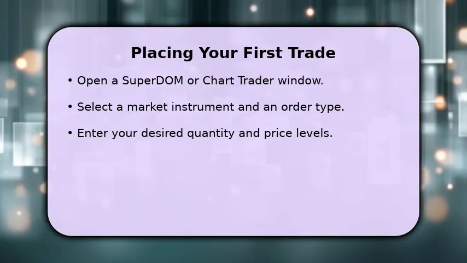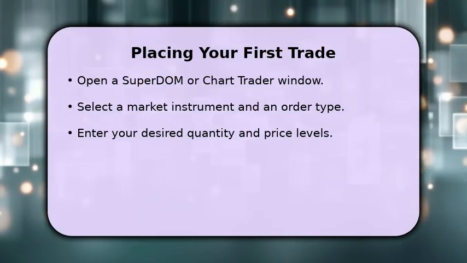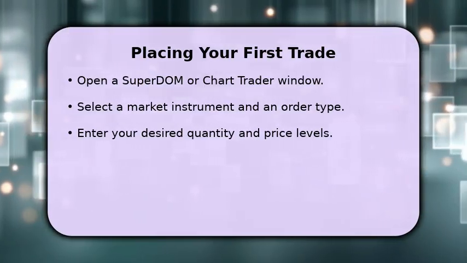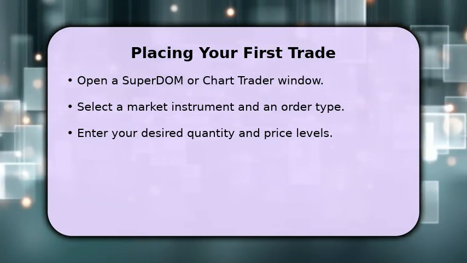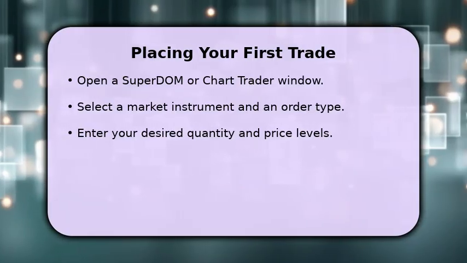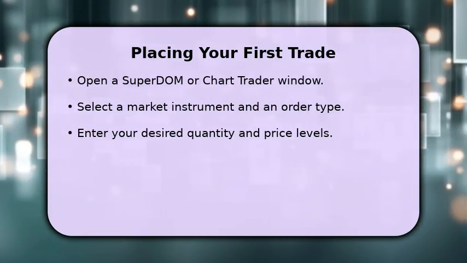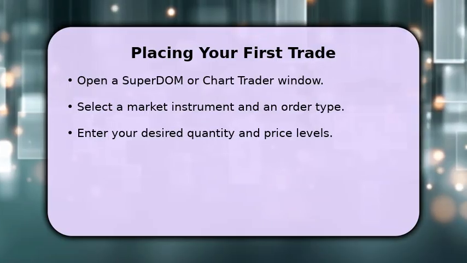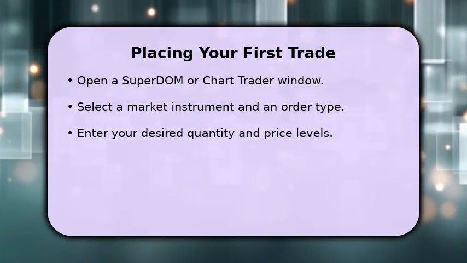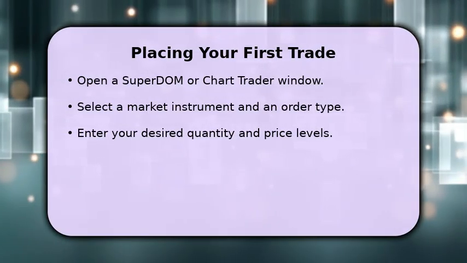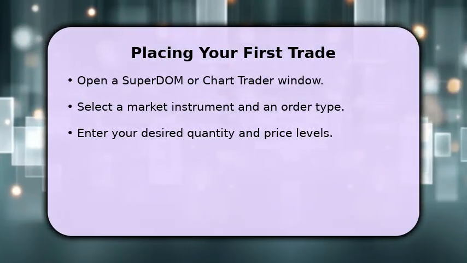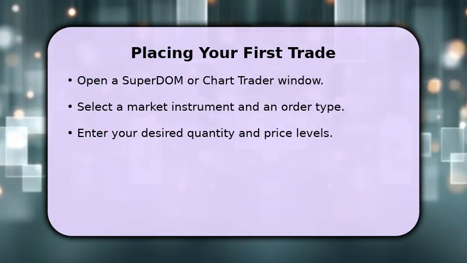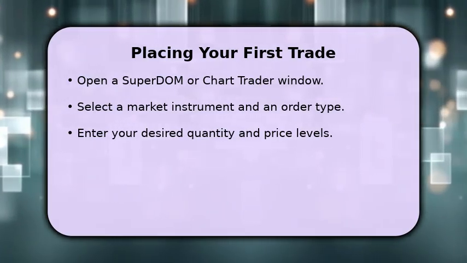Finally, you are ready to place your first trade, ideally in a simulated environment. Open a Super DOM or Chart Trader window for your chosen instrument. Select an order type, such as a market order or a limit order, and specify your desired quantity, perhaps 10 contracts. Input your price levels carefully. Practicing extensively in simulation is crucial to understanding order execution and managing risk before transitioning to live trading.